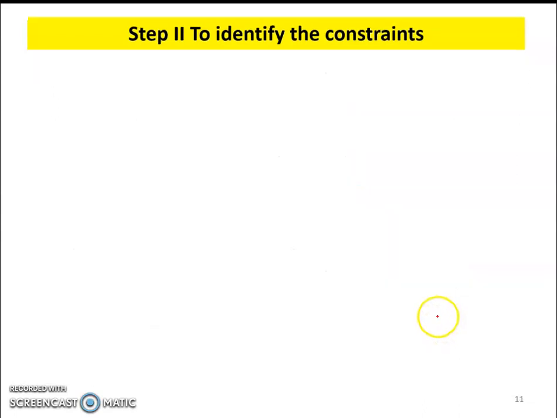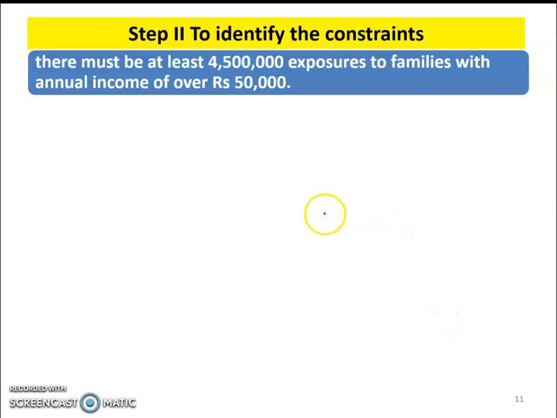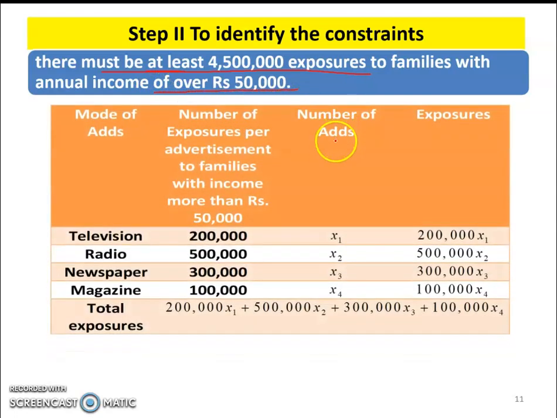So now the next constraint will be, there must be at least 4,500,000 exposures to families with annual income of over rupees 50,000. So at least 4,500,000 exposures, and this annual income should be over rupees 50,000. So this data is with us, number of exposures per advertisement to families with income more than rupees 50,000. So for one advertisement in television, the exposure will be 200,000 families.